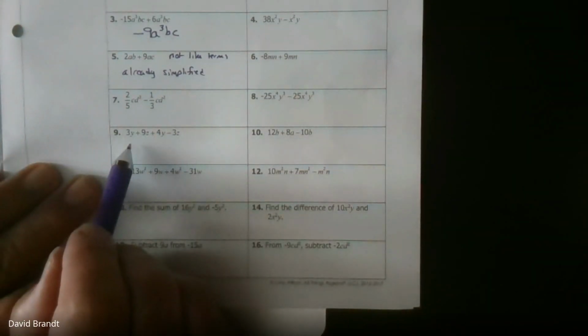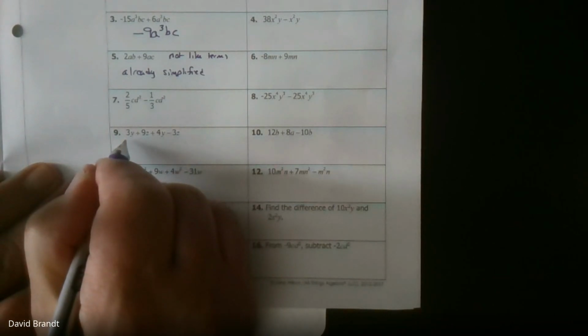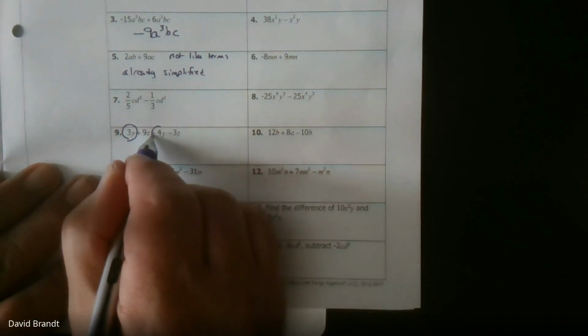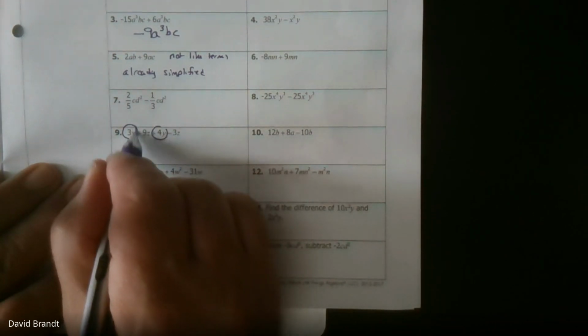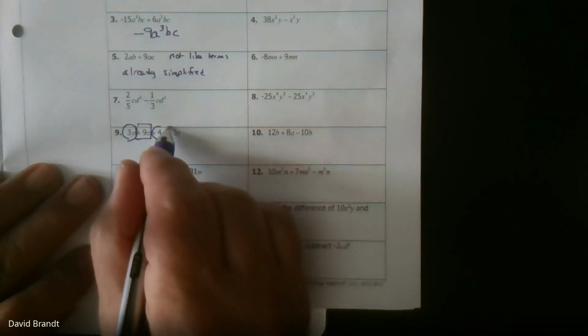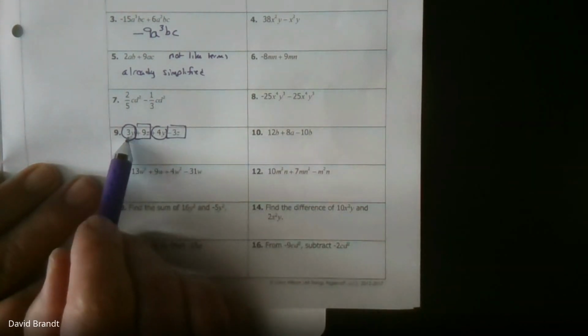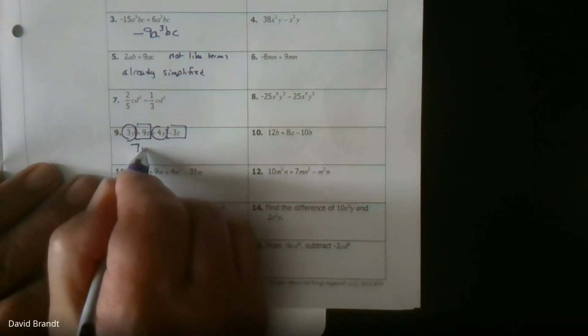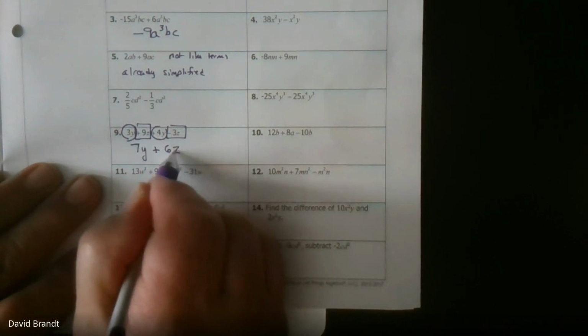Let's do number 9. Which ones of these are alike? Well, the 3y is like terms with the 4y. The 9z is like terms with the negative 3z. Let's put the two y terms together. That's positive 3y and positive 4y. You add them together. Don't change the exponents. That's 7y. Plus 9z minus 3z is 6z. That's all you do.